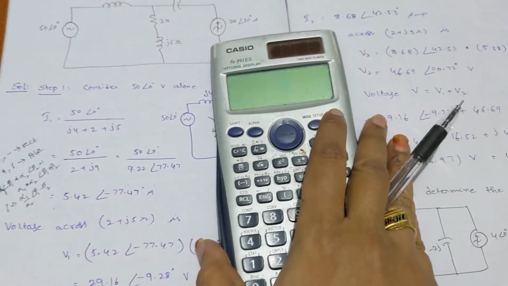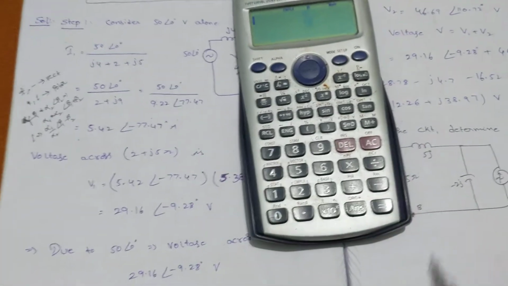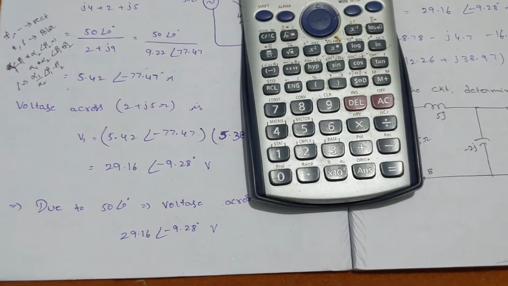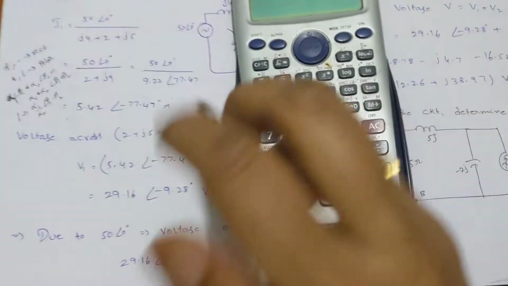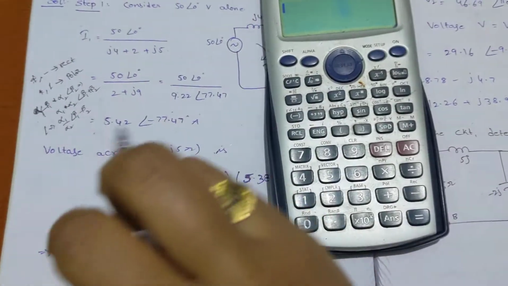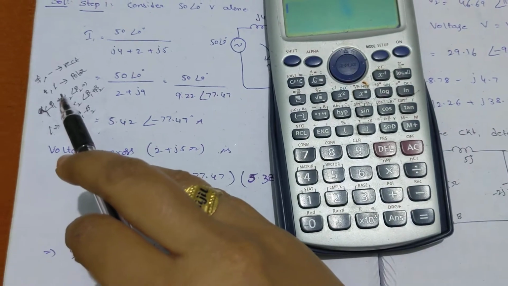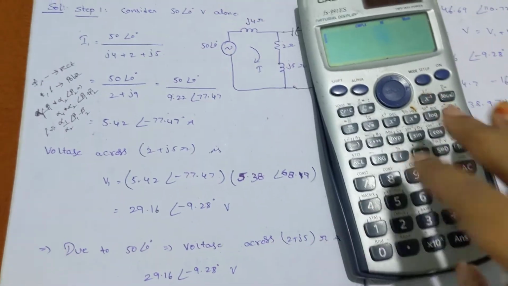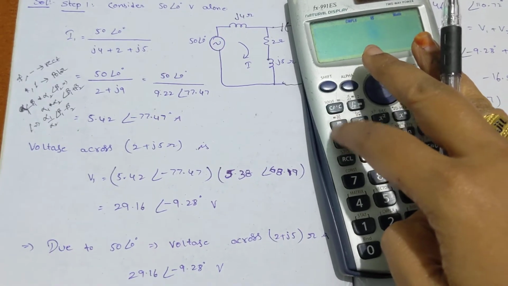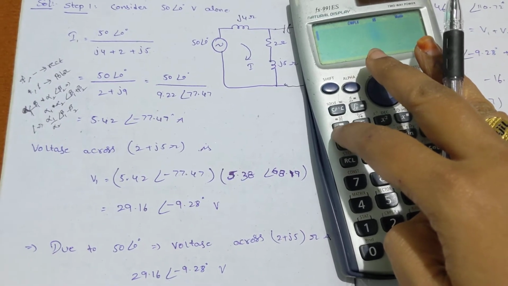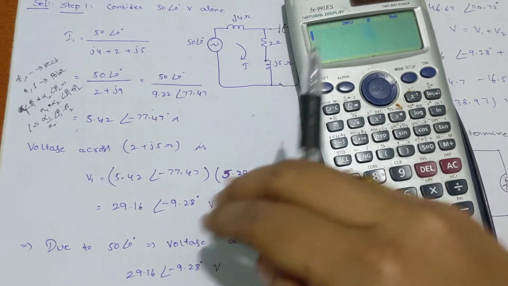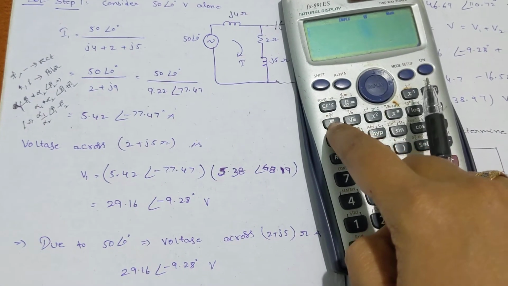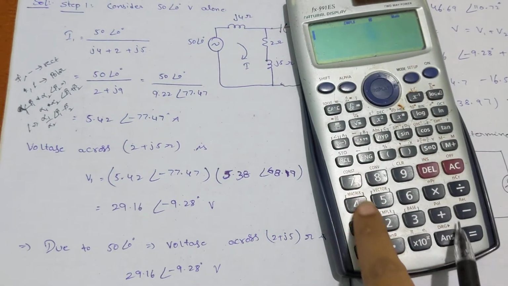Once I got the current, to find out the voltage, V is equal to I into Z. So I is in polar. For multiplication, which format should we go for? We should go for the polar format. Please remember, whatever values I mentioned previously are only for the division. Multiplication is not available, only division.